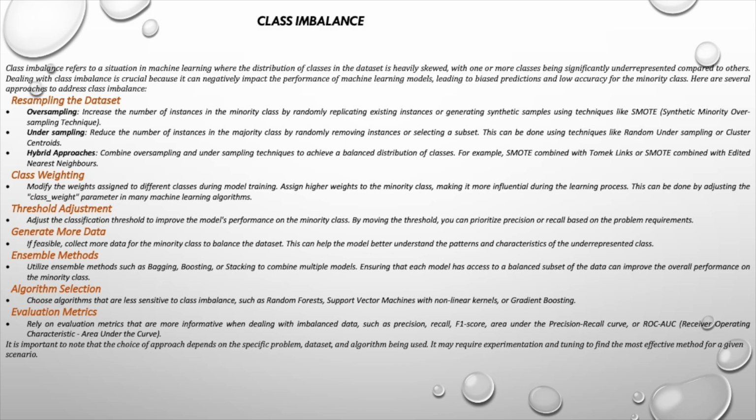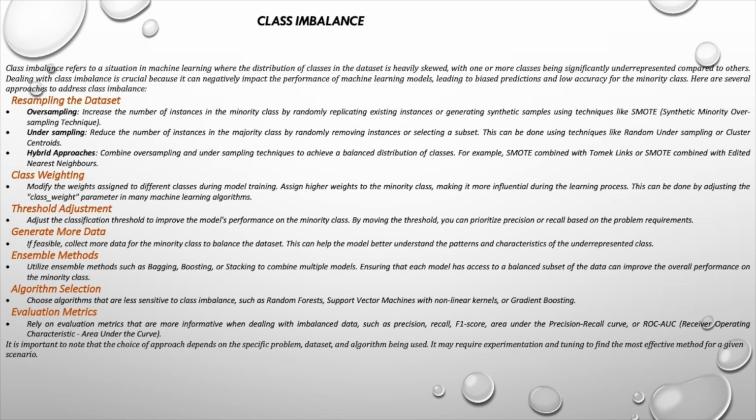Generate more data, or if feasible, collect more data for the minority class to balance the dataset. This can help the model better understand the patterns and characteristics of the underrepresented class. Ensemble methods. Utilize ensemble methods such as bagging, boosting, or stacking to combine multiple models. Ensuring that each model has access to a balanced subset of the data can improve the overall performance on the minority class. Algorithm selection. Choose algorithms that are less sensitive to class imbalance, such as random forests, support vector machines with nonlinear kernels, or gradient boosting.